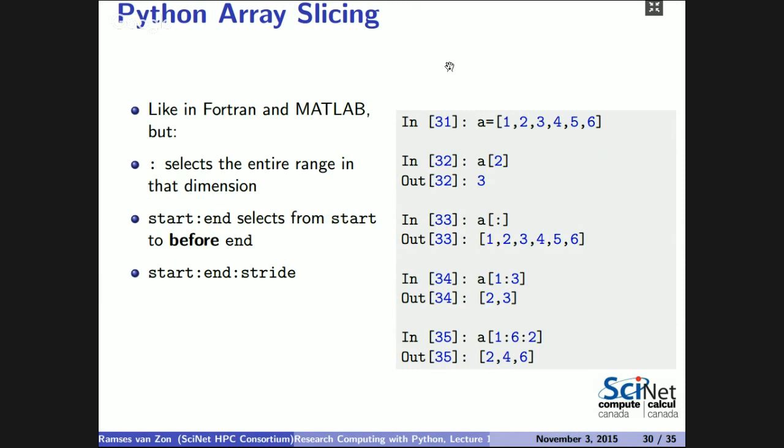You can do strides. That's kind of neat. So you can count in 2s, right? So 2, 4, 6, get the elements 1, 3, and 5. Yeah, very nice. So that's a stride. That's an extra colon. Right? Good for picking things out.